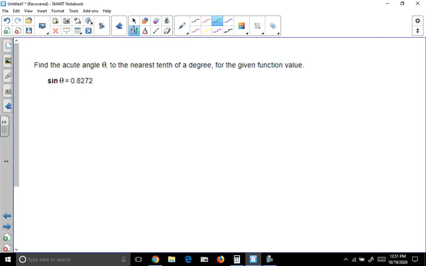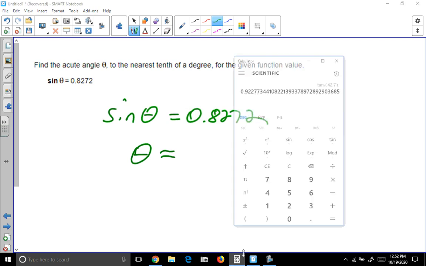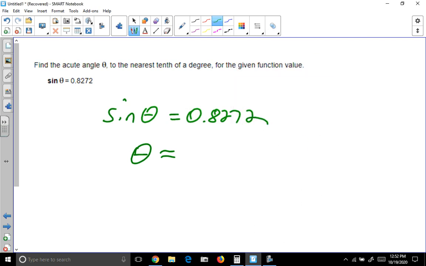Here, we're given the ratio, and we're wanting to find the angle. Our ratio is 0.8272. That's not one of our standard ratios that comes off of a triangle. So if that's the case, and we need to know our angle, then there's a little button on our calculator, usually that looks something like this. This is referred to as inverse sine or sometimes arc sine.